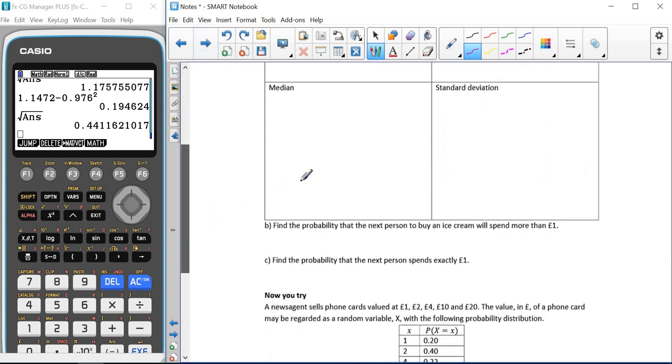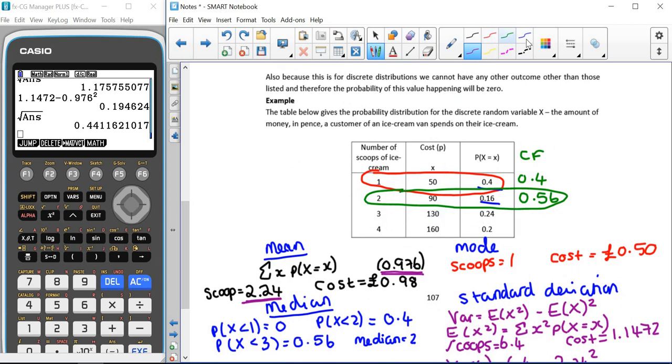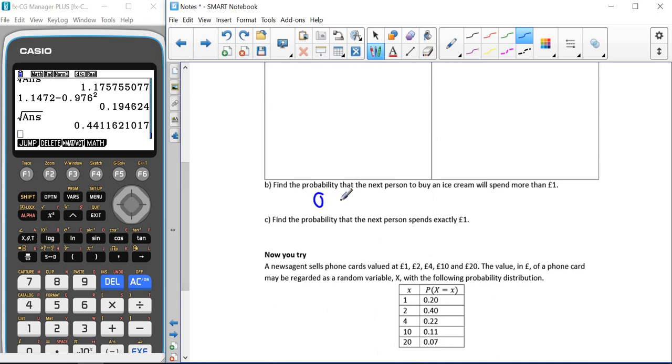Now, next we're finding the probability that the next person to buy an ice cream will spend more than £1. So if we have a look back at what we have here, the only ways that someone can spend more than £1 is to buy 3 scoops or 4 scoops. So that is taking into account 0.24 and 0.2. So for this question, it's going to be 0.24 for our 3 scoops plus 0.2 for our 4 scoops, which gives us 0.44. Notice it says an ice cream, not some ice cream.